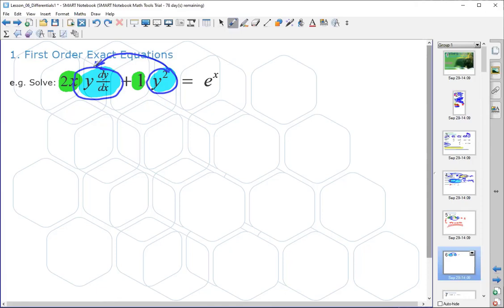It's not working, is it, here? Hold on a second. What does y squared differentiate to give you here? 2y dy by dx. So what I'm going to do is, you know this 2 here? I'm just going to pick up that 2.